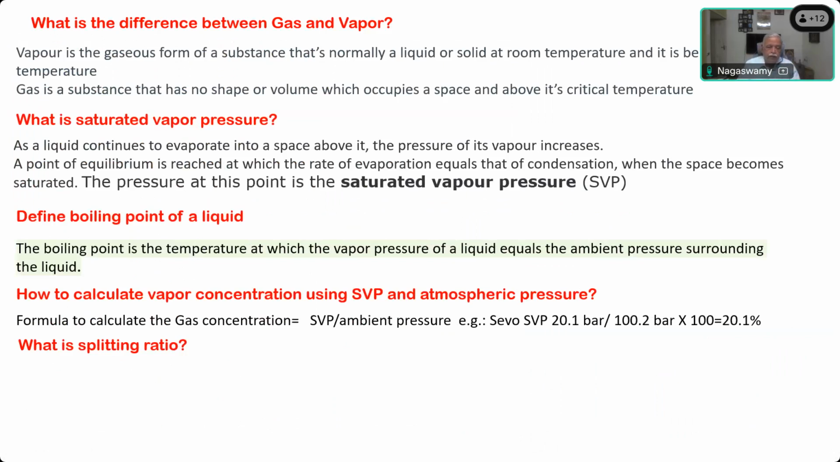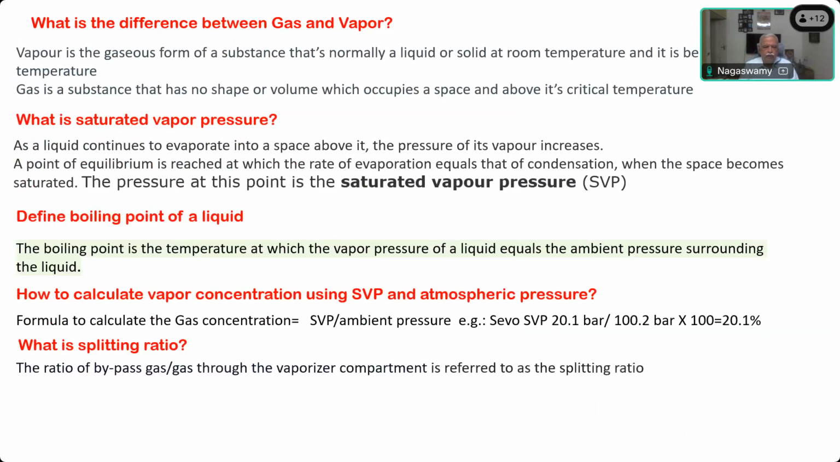So that is the splitting ratio. It is a ratio between the quantity or volume of gas that is entering the vaporizing chamber to the volume that is not entering, going through the bypass chamber. So the ratio of bypass gas divided by the gas going through the vaporizing compartment is referred to as the splitting ratio. Okay. What is latent heat of vaporization?